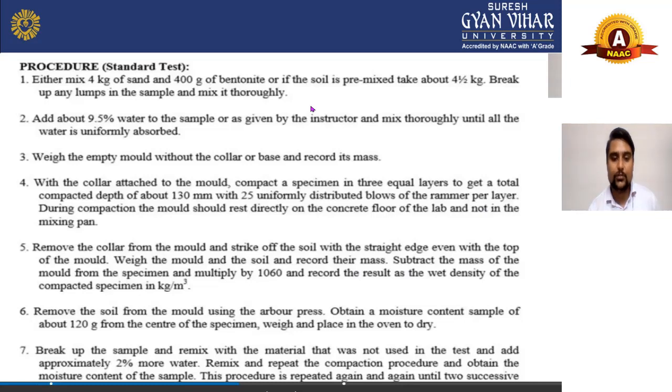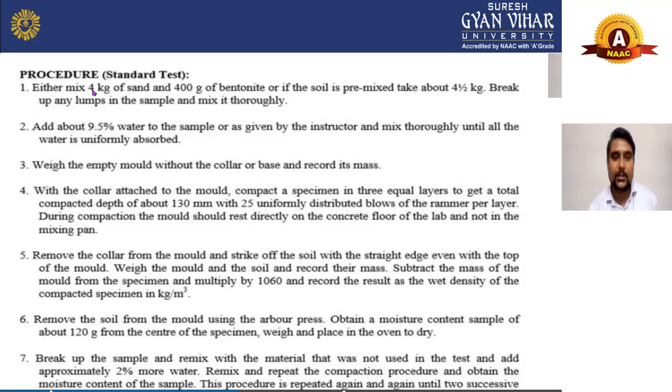Now we will see the procedure. What will be the procedure? First, as you can see, either mix 4 kg of sand and bentonite, or take soil as per the mix, about 4.5 kg, and break any lumps.